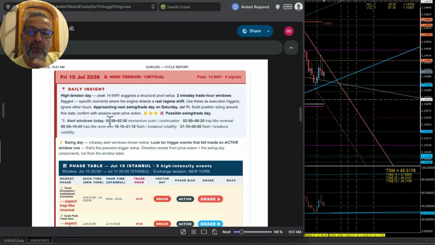So when I did the EUR/USD video yesterday, I said, guys, it says push, so we want to go with the push. And then it's got a trap-like reversal. Now look, now you're going to see what that trap-like reversal is, from 2:50 to 6:20. All right, and then I've got 9:30 to 10:45, another trap-like reversal. They're going to screw everybody over.